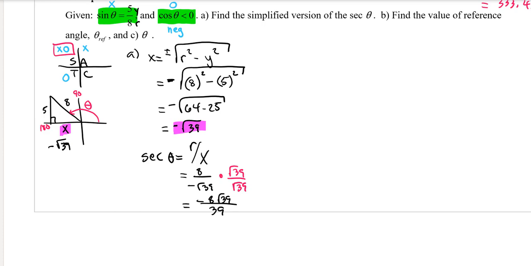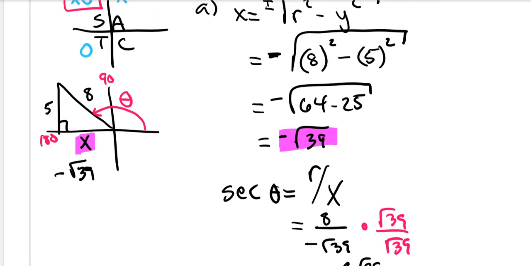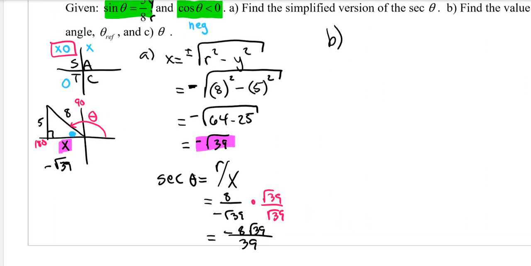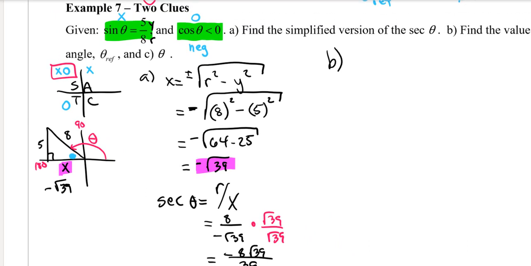All right, for part B, let's get after this reference angle. The reference angle is this spot right here. I'm going to put a little blue dot right there. That reference angle is what we're trying to find. Now, the trig function we were given to work with is sine, and we have that ratio of 5/8. So we're going to use inverse trig to help us find that. We're going to take the arc sine of 5/8.